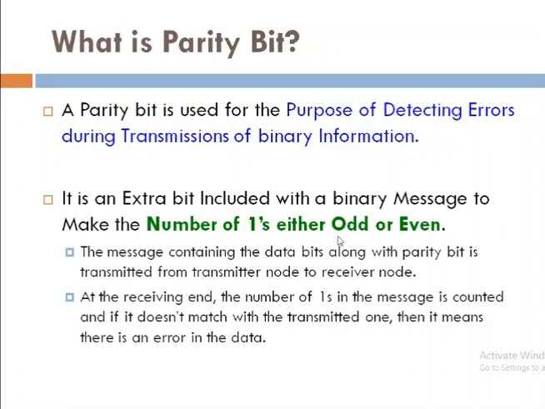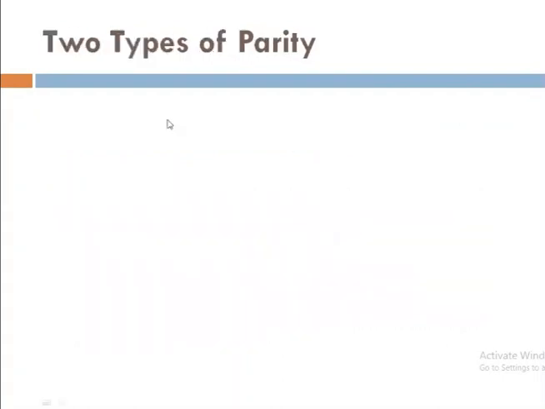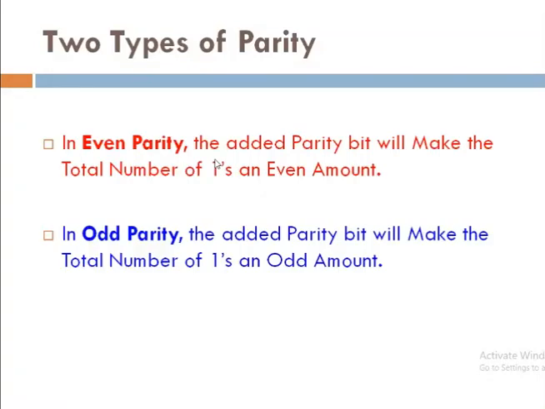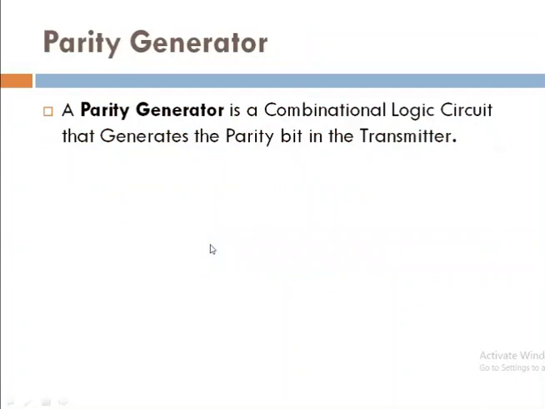You calculate the number of ones from the data input, and whether it is an odd or even count of ones, according to that you decide the type of your parity. So there are two types of parity, either even parity or odd parity. If the added parity bit makes the total number of ones an even amount, then it is considered an even parity. And if the total number of ones becomes an odd amount, then it is considered an odd parity.